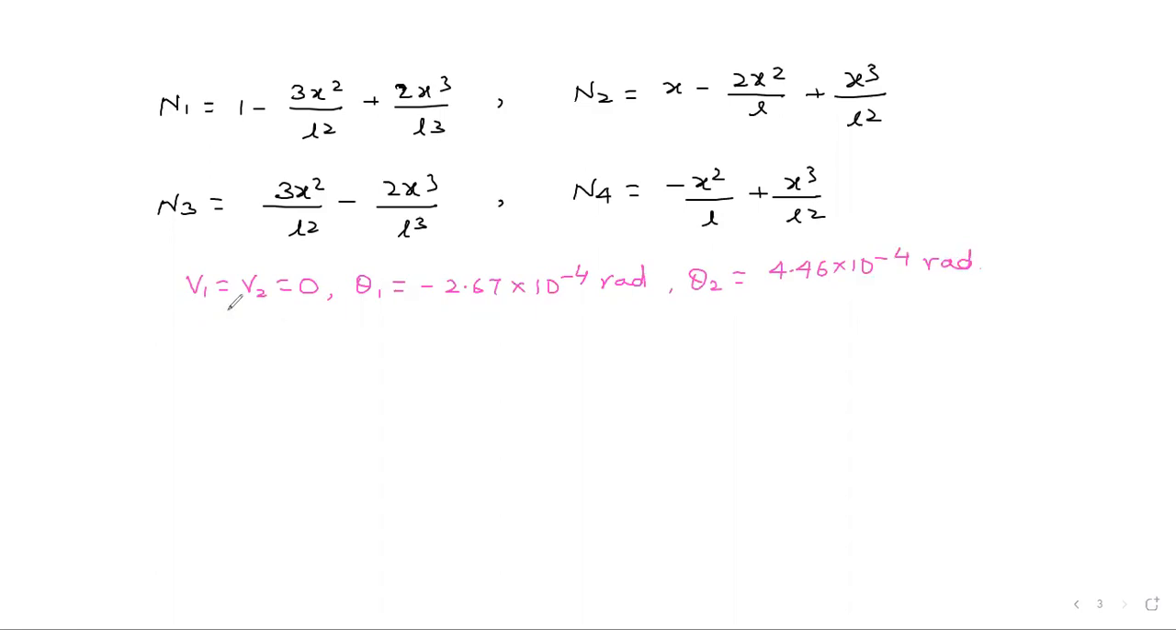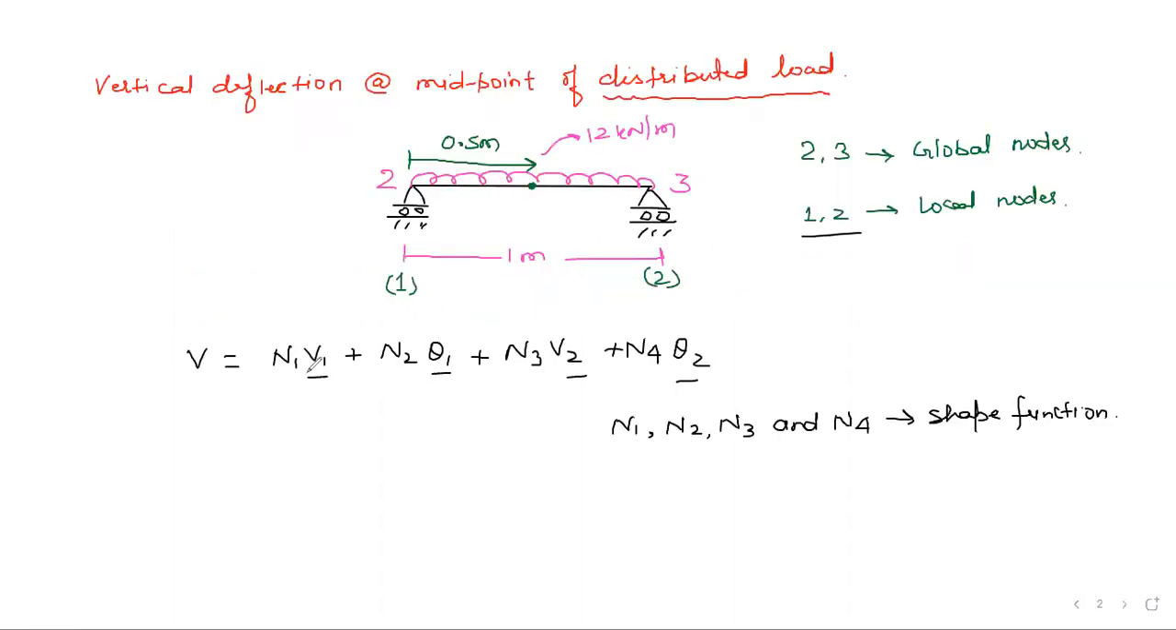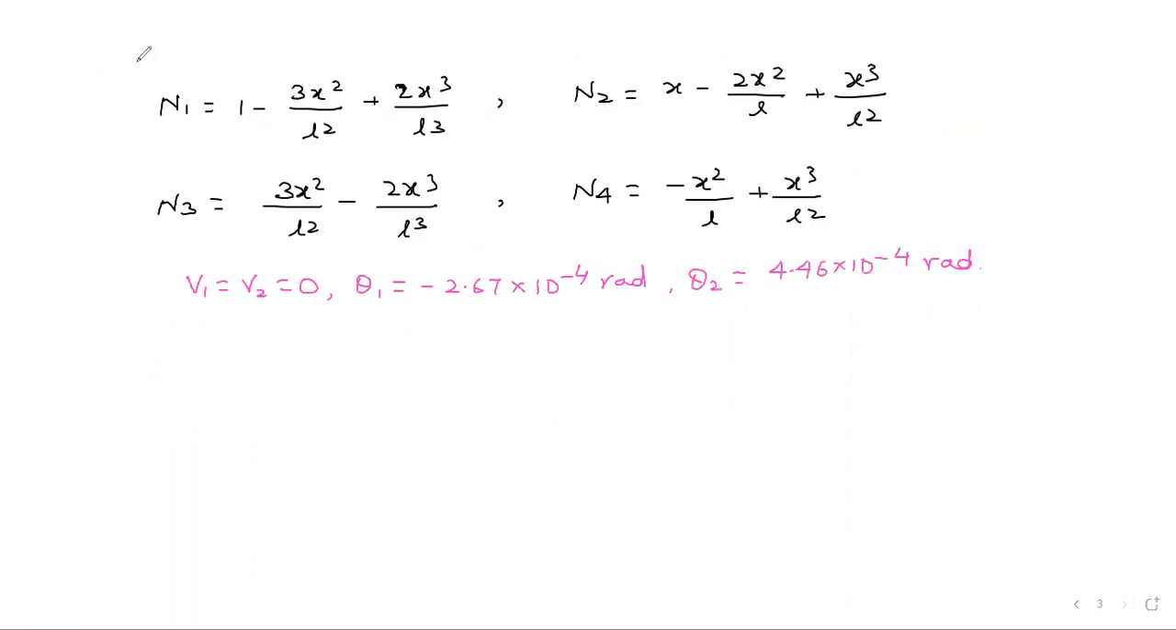So already we have V1, theta 1, V2, theta 2. These values we have. We only have to find N1, N2, N3, N4. Once we get N1, N2, N3, N4, we will substitute them here and get the vertical displacement, right? So let us calculate N1 now.